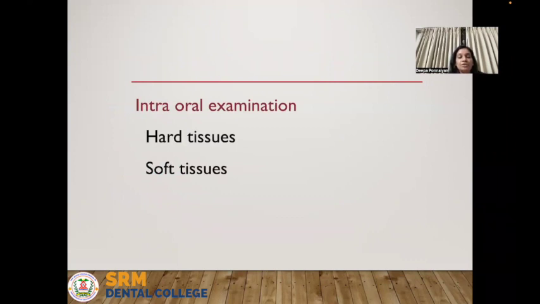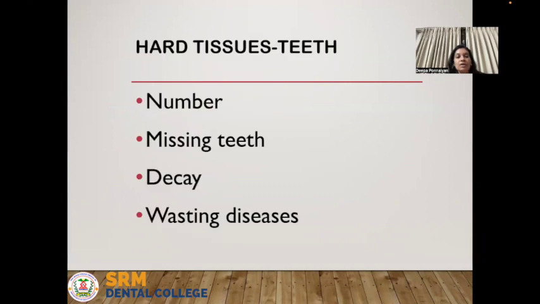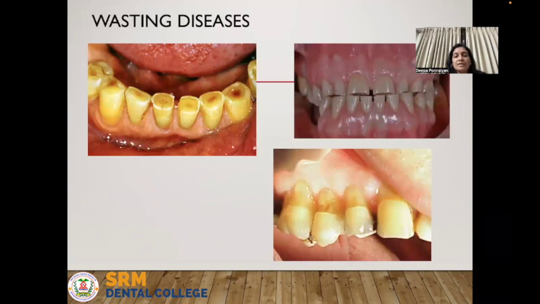Intraoral examination comprises hard tissues and soft tissues. Now the hard tissues are the teeth. So we need to examine the number of teeth, the missing teeth, decay if there is, and any wasting diseases. Now, what are wasting diseases? This is very important for us because as periodontists, we also see how these wasting diseases of the teeth affect the periodontium.